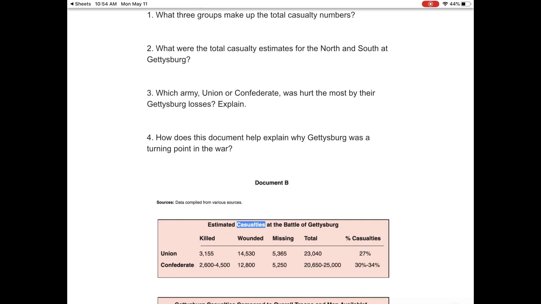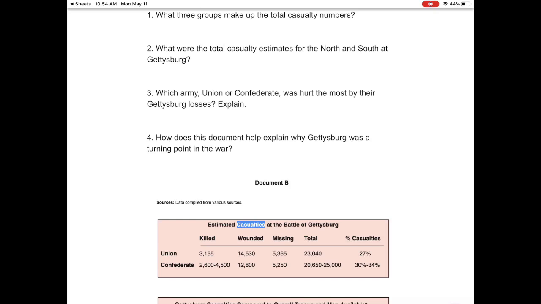So you've got to look up the three numbers that make up what it means to be a casualty. If you're talking about casualties in a battle, it's not just talking about people killed. In fact, people killed is a very small percentage of that. So you want to take a look at that. There are three different things that make up what a casualty is.